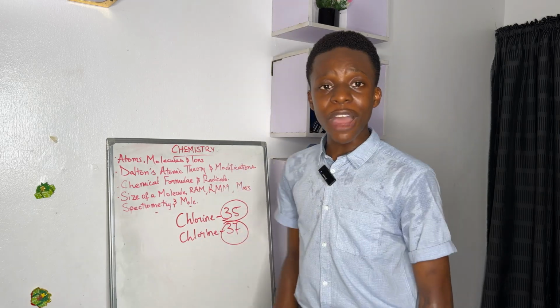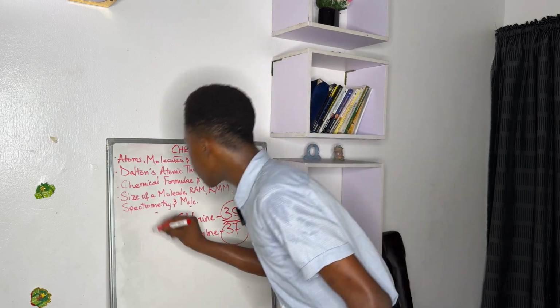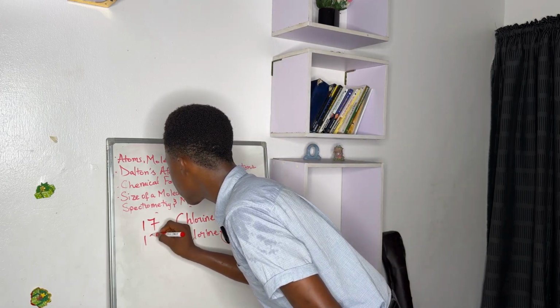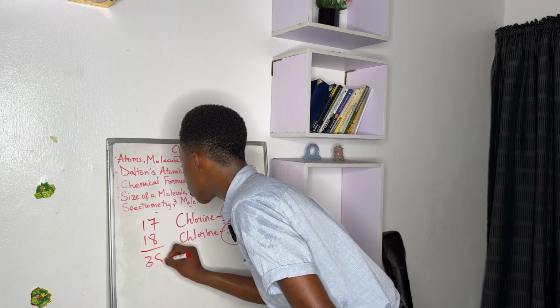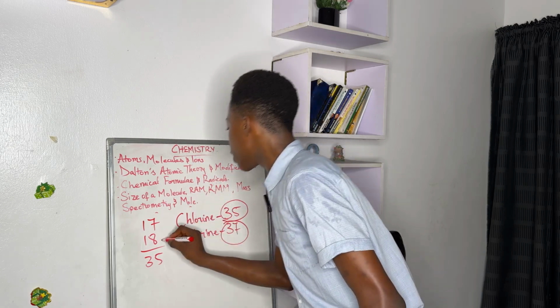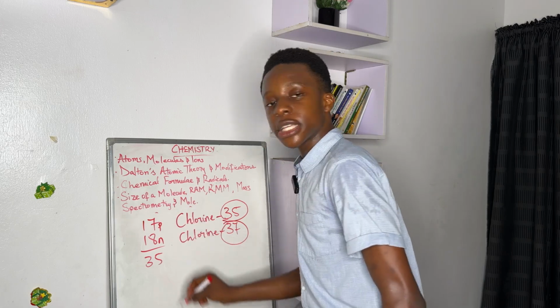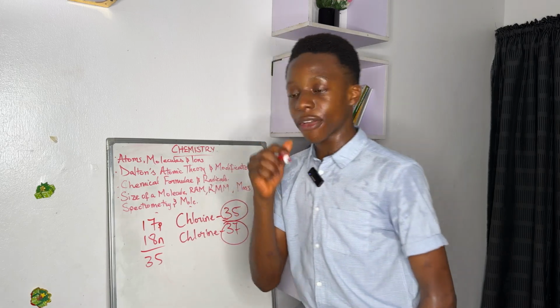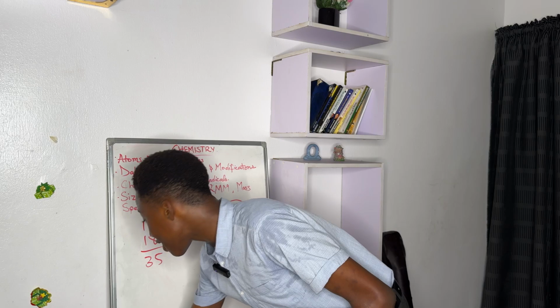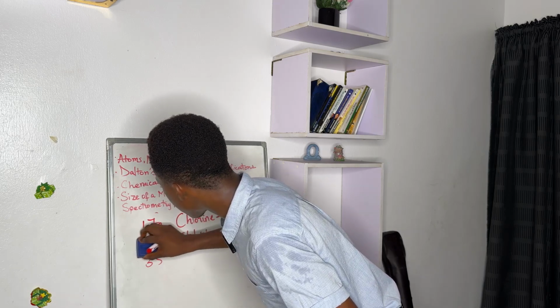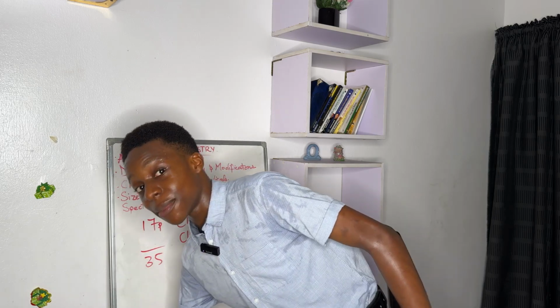So what makes it 35? Well, what makes it 35 is that it has 18 neutrons. So 17 plus 18 is going to give you 35. So in this chlorine atom, you have 18 neutrons and 17 protons. And when they sum up together, you get chlorine-35. But in chlorine-37, you don't have 18 neutrons. You have, can you guess? Can you make a lucky guess?